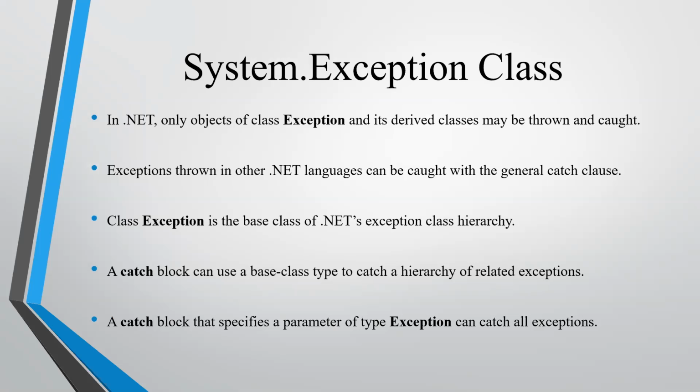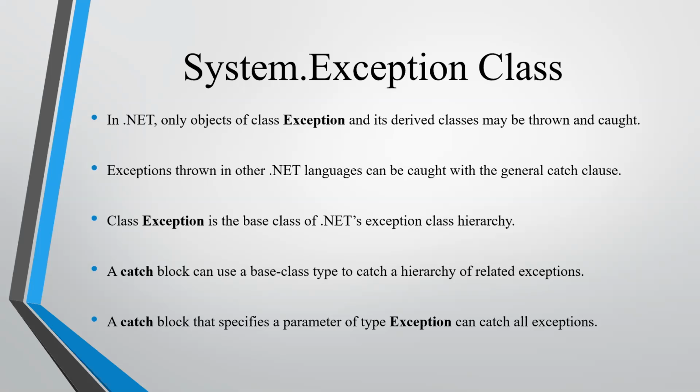Let's talk about the System.Exception class. So in .NET, only objects of class Exception and its derived classes may be thrown and caught. In other words, System.Exception is the parent class for all the kinds of exceptions we encounter, be it system exceptions or application exceptions in our .NET framework. Exceptions thrown in other .NET languages can be caught with a general catch clause. So if we have some exception which is thrown in some other .NET language, for that we can use a general catch block.